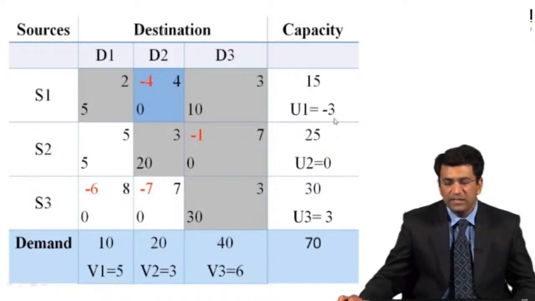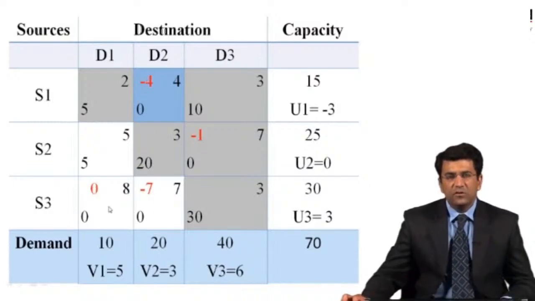So here U1 is equal to minus 3 plus 3 will become 0. So 0 minus 4, that is the cost, this will become minus 4. So this is the shadow cost for this particular cell S1 D2. Again class, we will calculate the shadow cost for this empty cell. This will become U2 plus V3, that is 0 plus 6 minus 7, it will become minus 7.